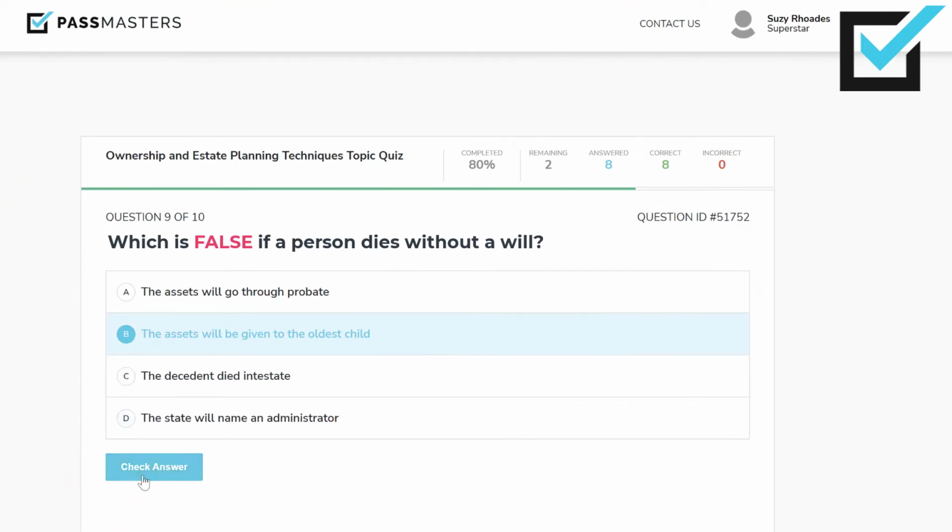That's a false statement. It is the state laws of intestacy where the assets are located that will determine who receives the decedent's assets.